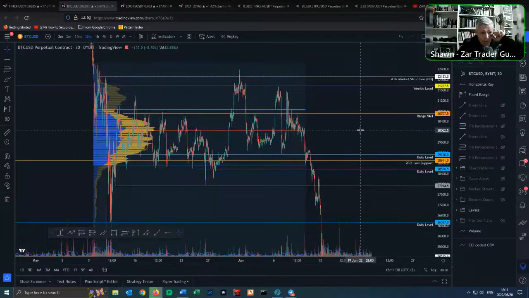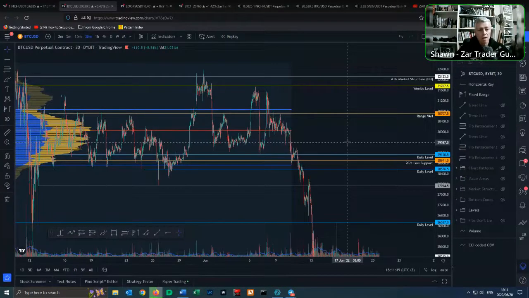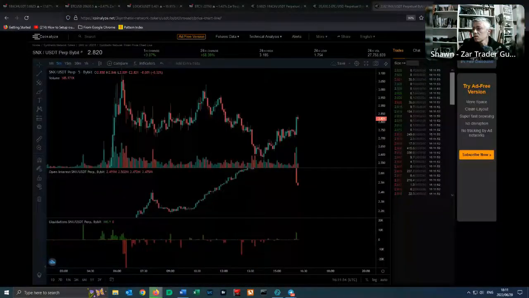That's very subjective. Over here, the more tests of value, the weaker that level is going to be. So I just want to pull this over to this side real quick.